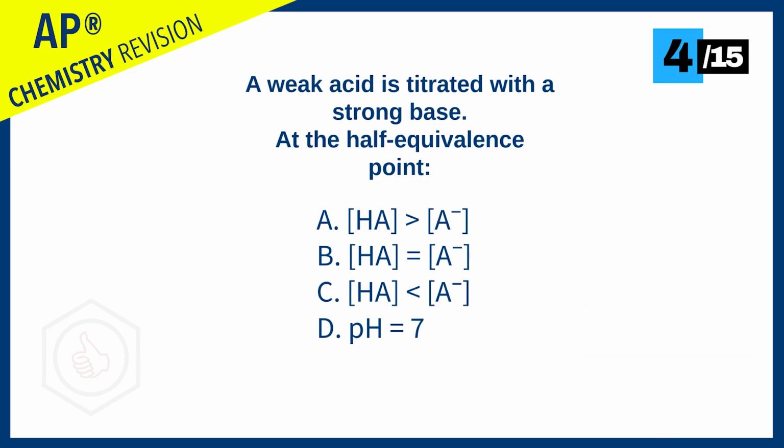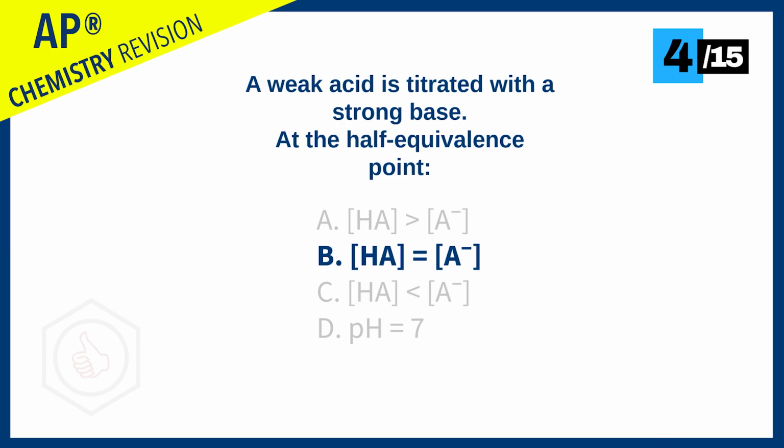The answer is the concentration of HA equals the concentration of A-, with HA being the weak acid and A- its conjugate base. Because at the half equivalence point, half of the original moles of HA weak acid will have reacted, and those same moles of weak acid that have reacted will have formed A-.